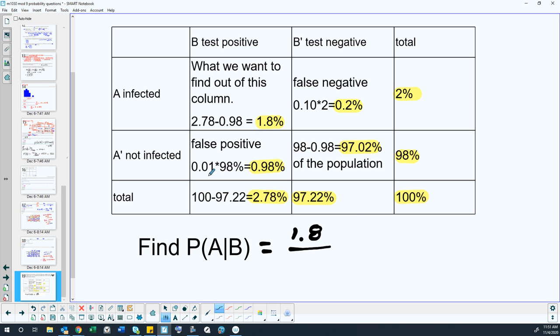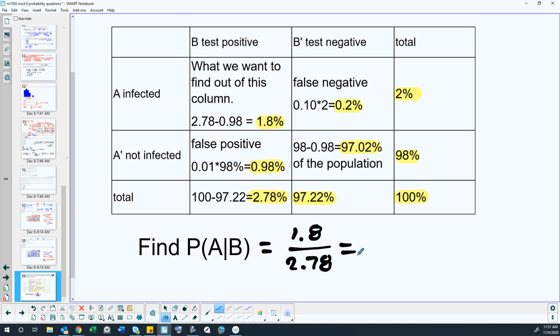And we're going to divide that by the total percent of the population that tested positive. So we have 2.78% of the population that tests positive. 97.22% of them test negative, and all of them test, right? So we have 1.8% that test positive that are actually infected, divided by the 2.78% that test positive. So this is the total that test positive. This is the percent that actually have the disease. So now we use those numbers to find our probability.